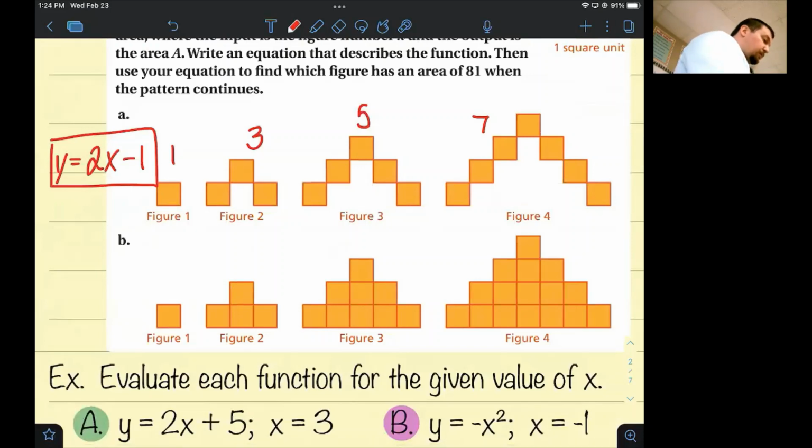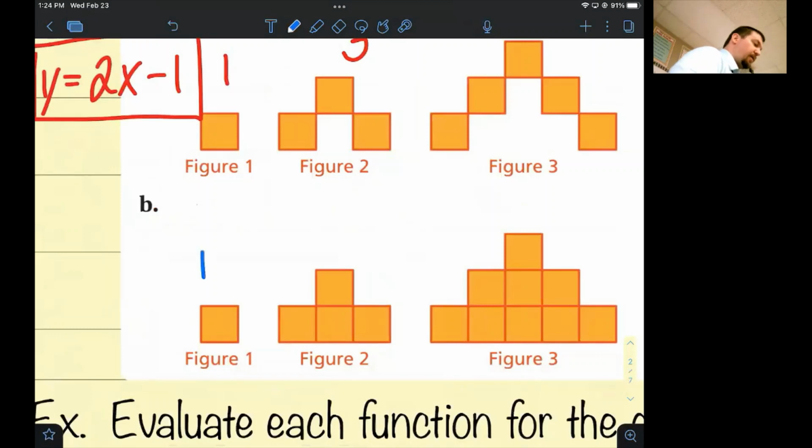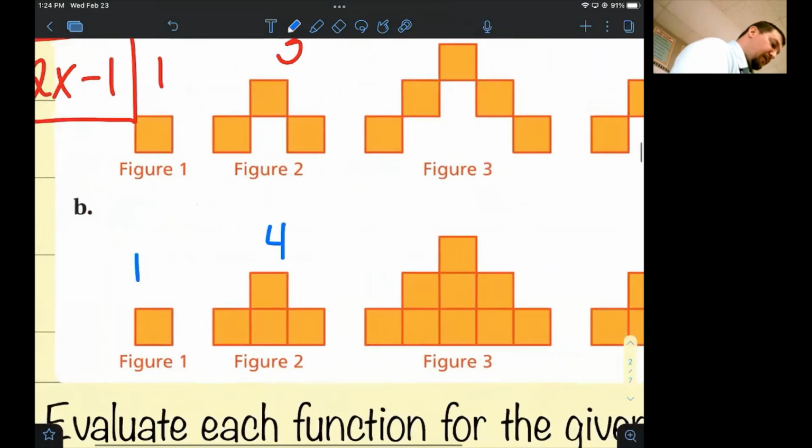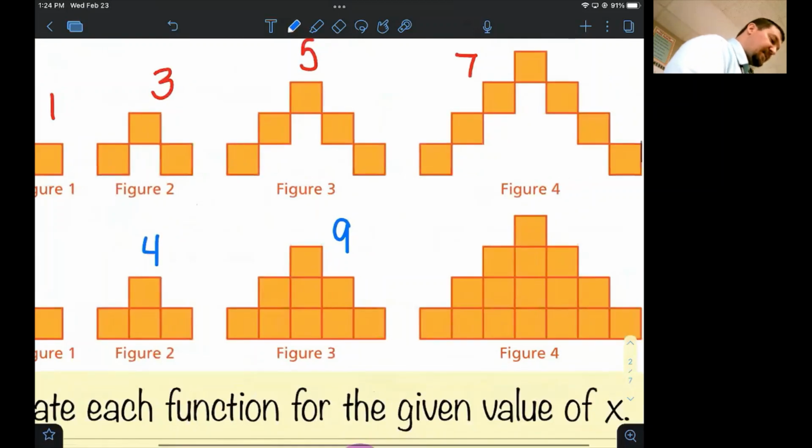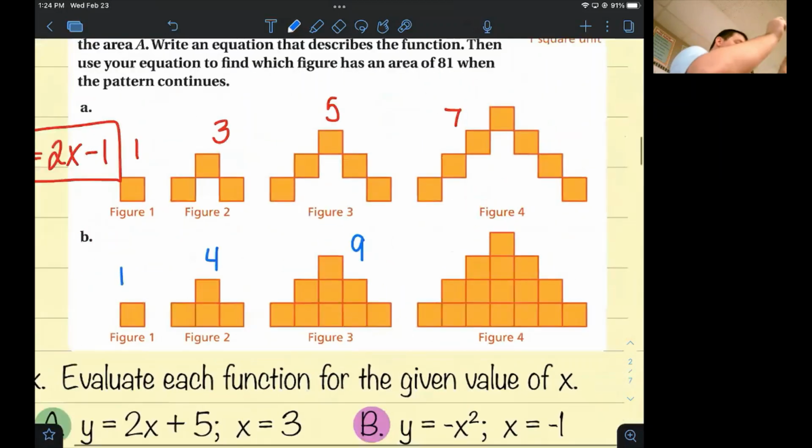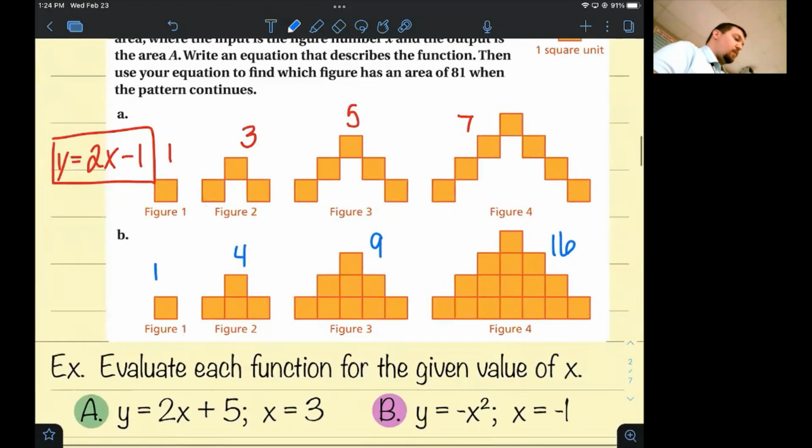What about the next one? Figure 1 has an area of 1. Figure 2 has an area of 4. Figure 3 has an area of 9. Figure 4 has an area of, it looks like they're just adding a row on each time. And so it's 9 plus 7, which is 16. Okay. So what function rule can we write for this one?